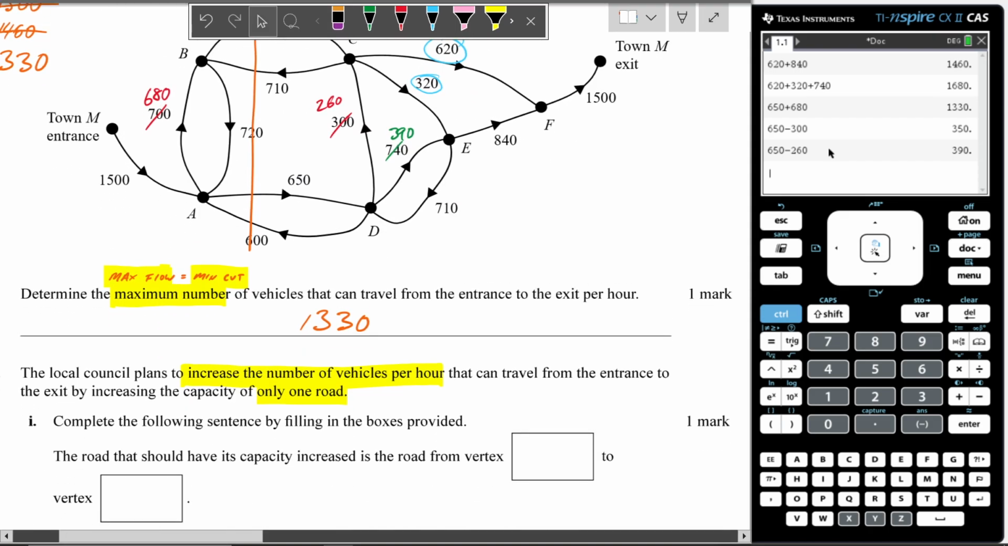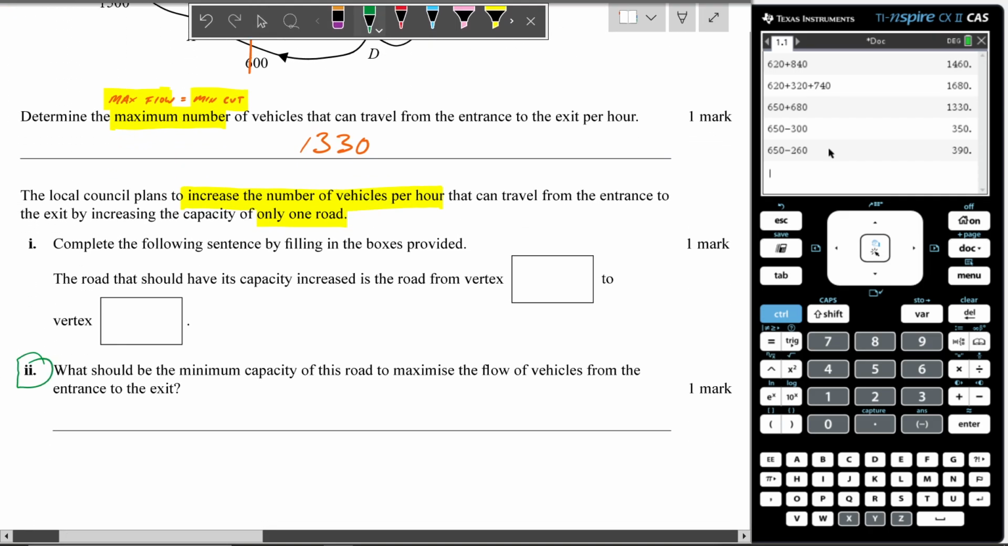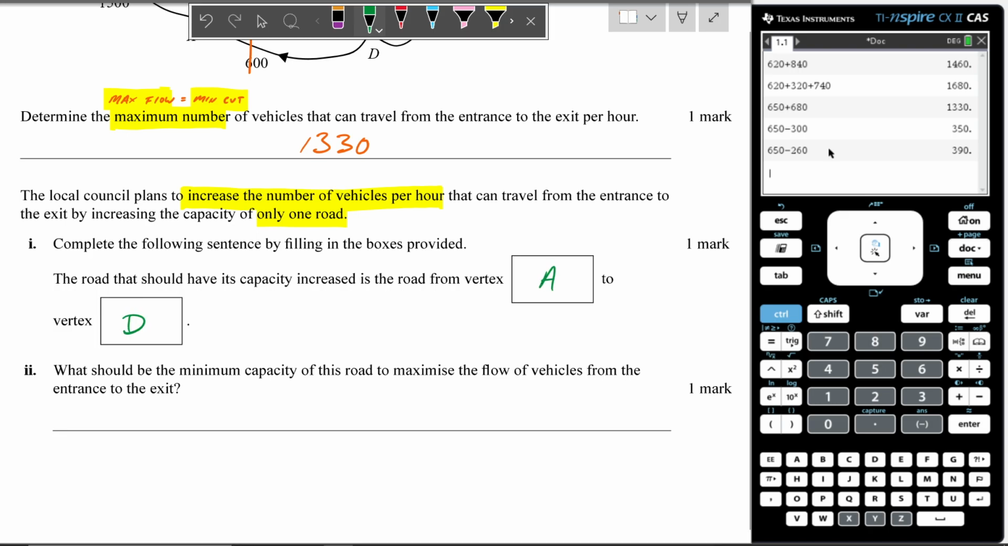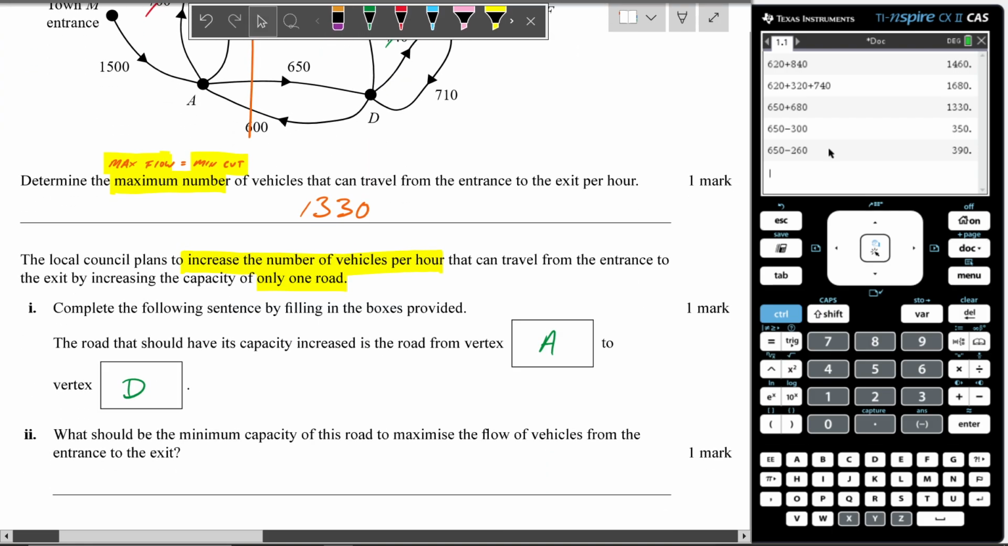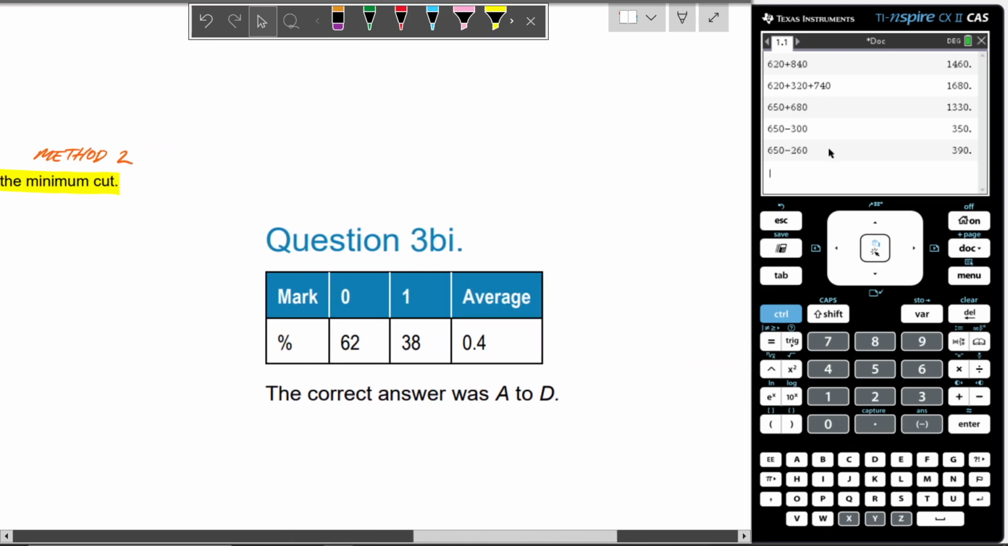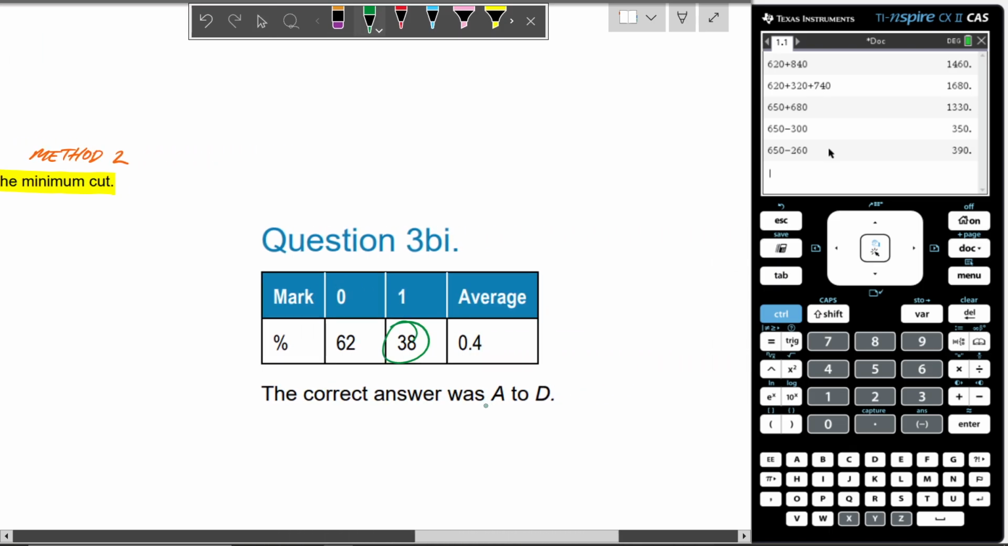And that's going to become even more evident once we move on to the final part here. So that means we have to send it through from A to D. That road has to increase. From A to D, this has to be the road that gets bigger. If we look at our examiner's report, you can see that 38% of people got this correct. The correct answer was A to D. That's a good amount of people.